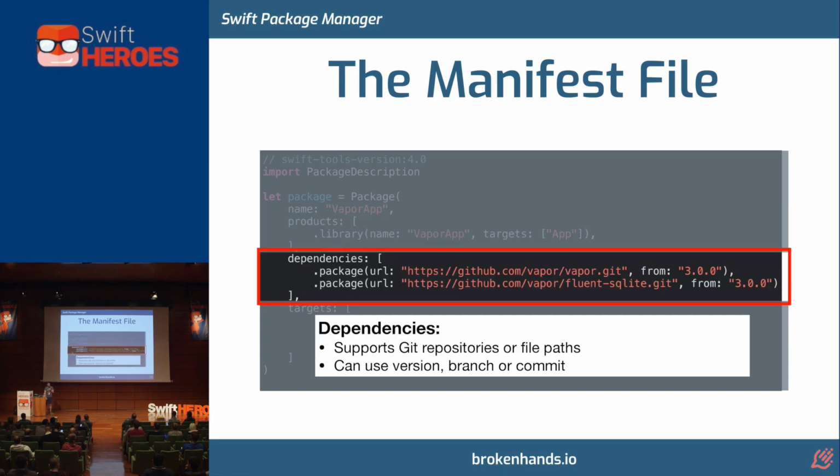Next, you define your dependencies. This is kind of similar to what you will see elsewhere, and it's an array of packages. You can either use URLs or paths on the local system. So if you're developing a package locally, you can just reference that locally. And it supports version numbers. You can specify a branch to use. You can specify a specific commit if you want to pin to a specific commit.